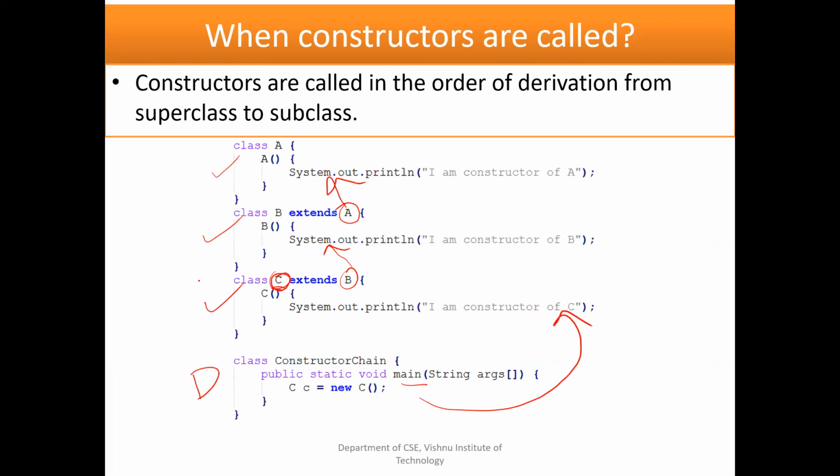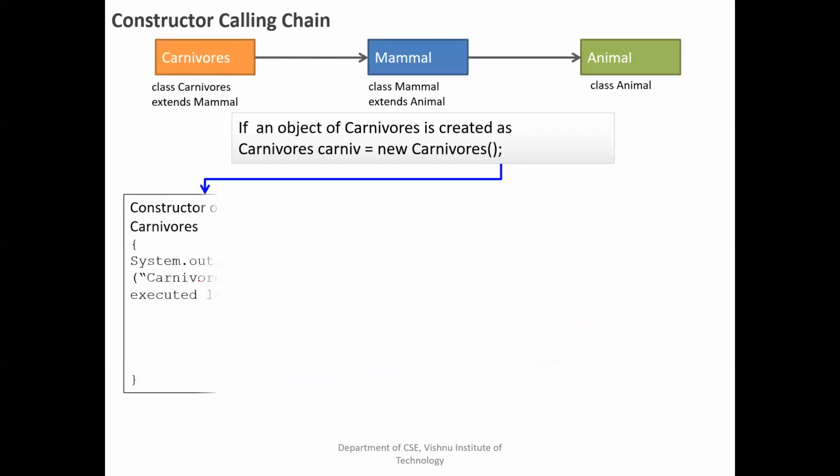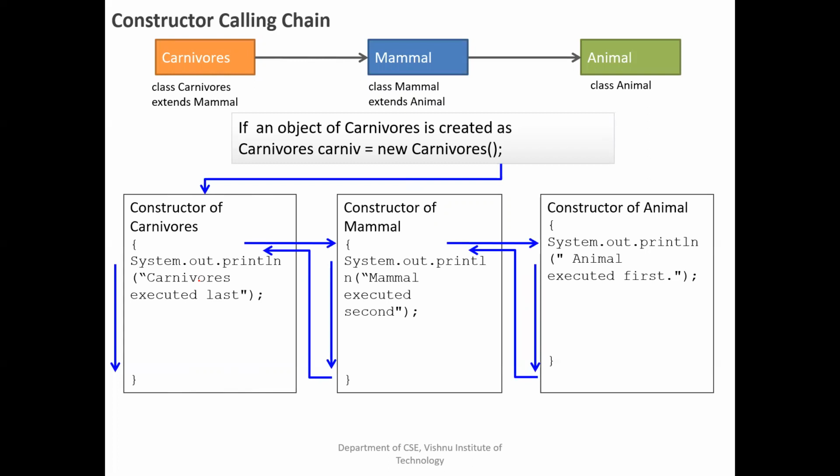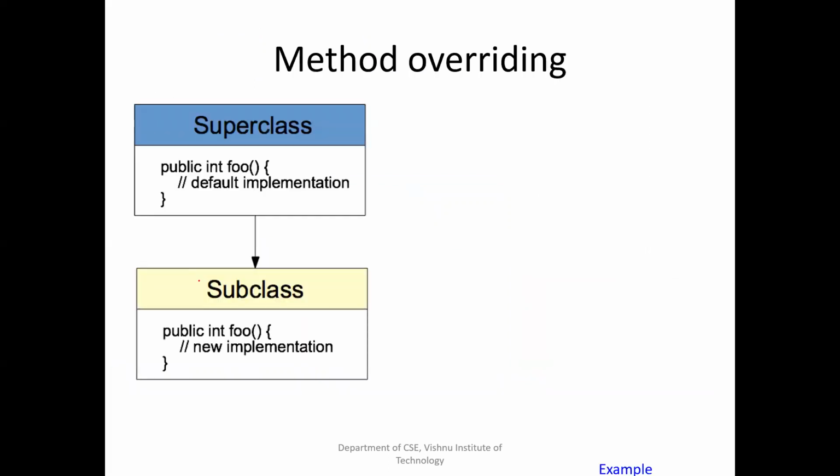I am constructor of A, I am constructor of B, I am constructor of C. This kind of invocation of constructors is referred to as constructor chain invocation. Okay, and coming to method overriding, we all know method overloading.